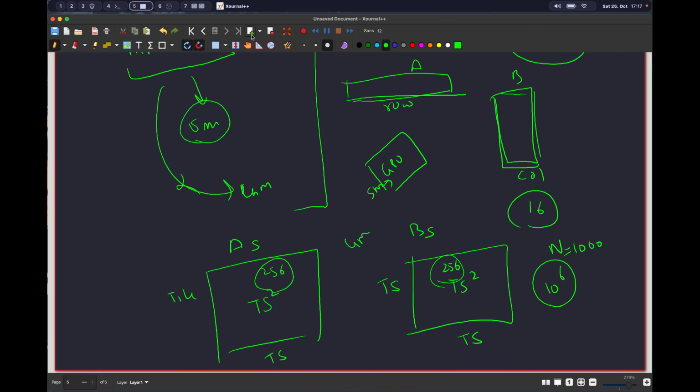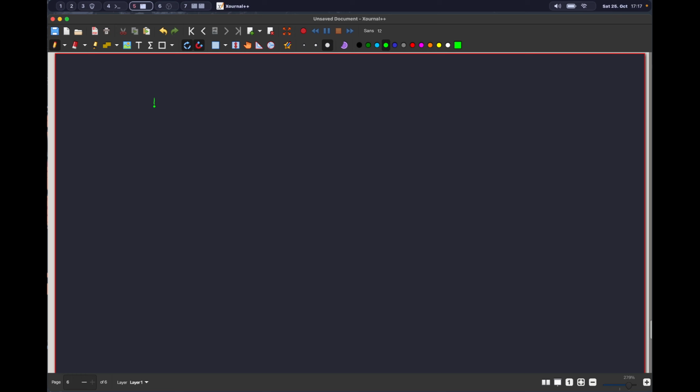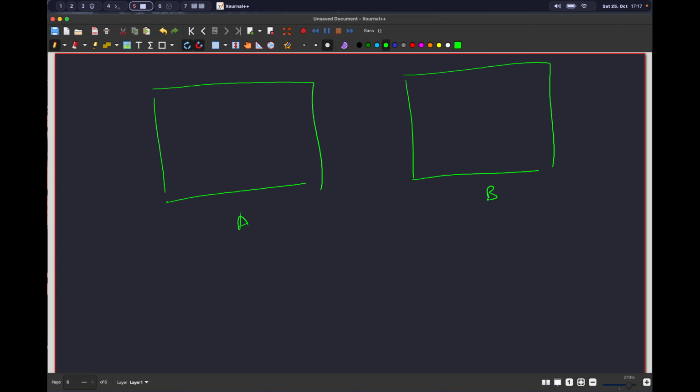Let me make a new page. So suppose this is A, this is B, this is C, right? Each tile, let's say this is the tile. At the first iteration, it will start from the top left of A and top left of B, right?